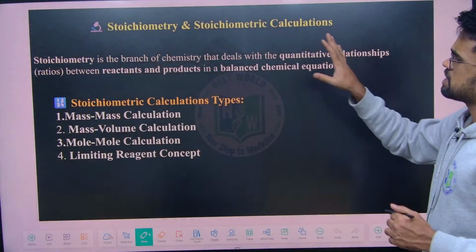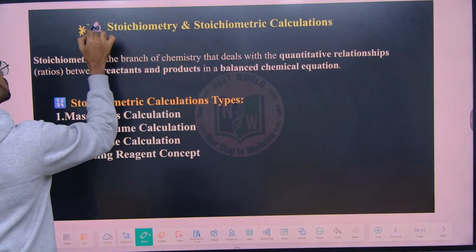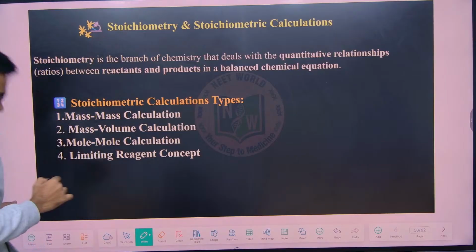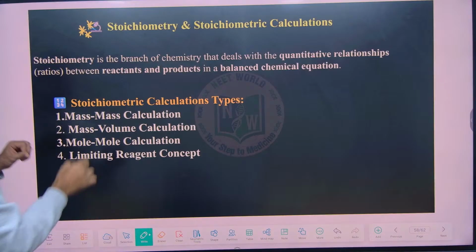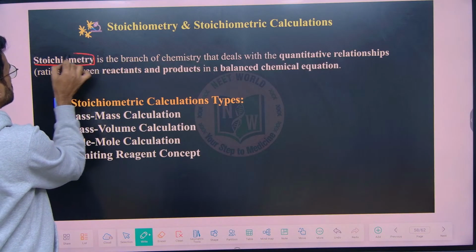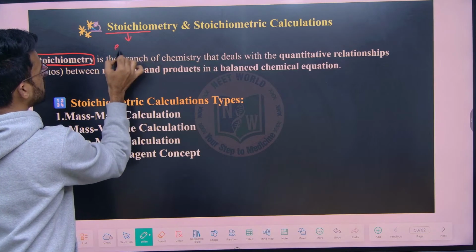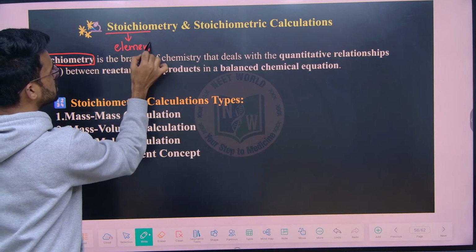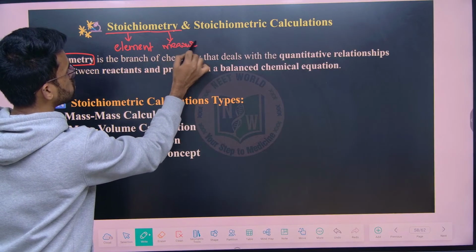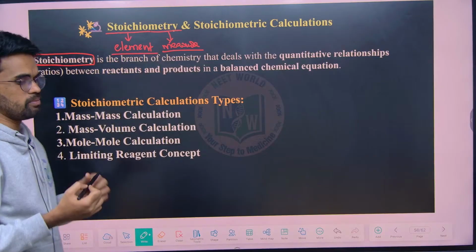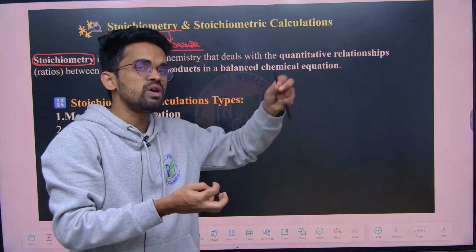Yeah. So the next question and next important concept is stoichiometry and stoichiometry calculations. What is that? Here, stoichiometry means: stoichion means element, and metry means measure. So it means during a reaction we are going to measure the elements, how much quantity of that element combines with other things to form some product.